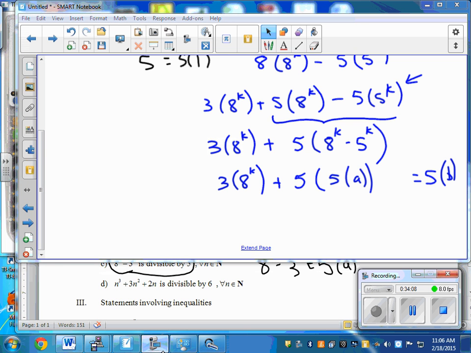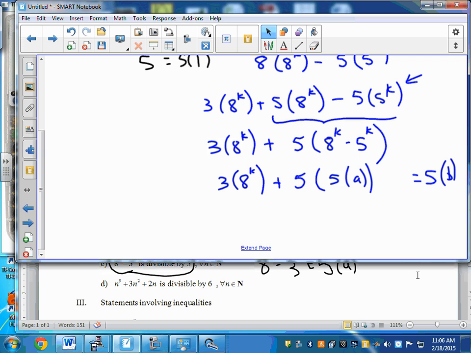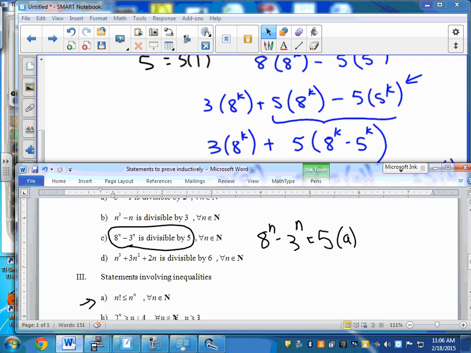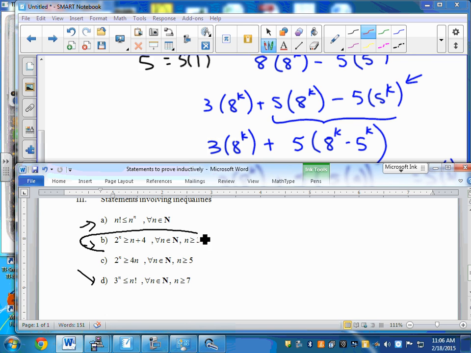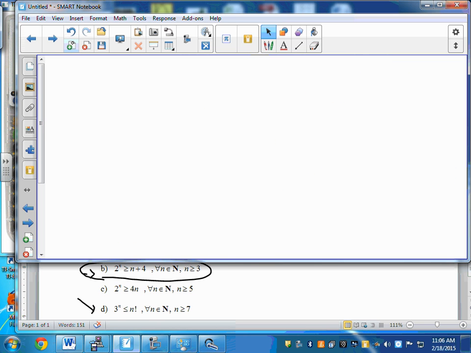So I've got 6 more minutes. Let me start an inequality proof. And we've done the base case in all of these. We've written down the base case for B, and I think we've also written down the assumption and what we need to show. But I'm going to play with that one just for a little bit and see if we can get any headway on that. 2 to the n greater than or equal to n plus 4.